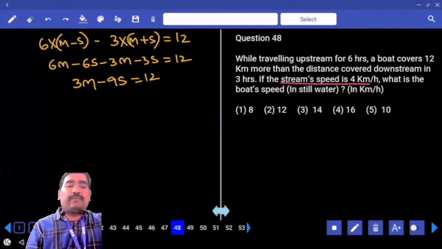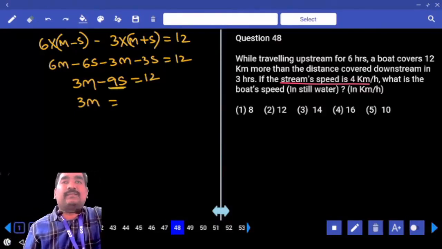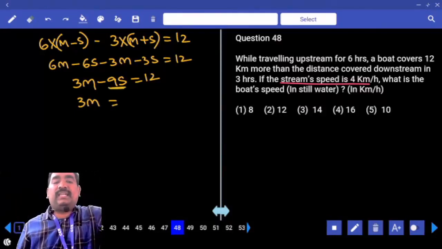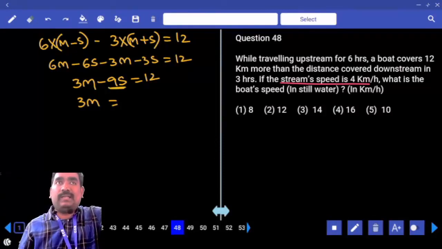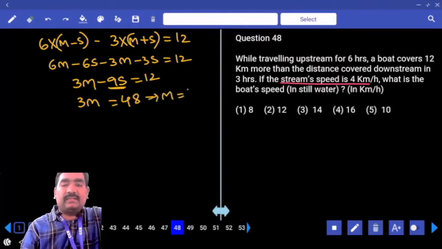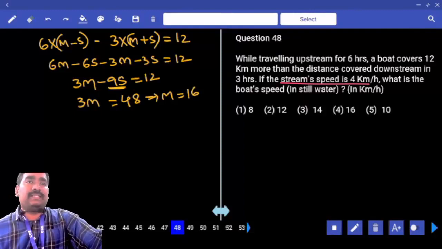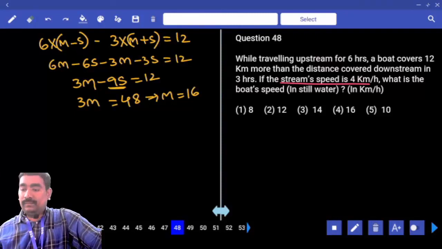S value given is 4. 3m equals 12 plus what is 9 into 4? 36. 12 plus 36, 48. From this, still water speed is 16. Still water speed is 16. Yes or no?